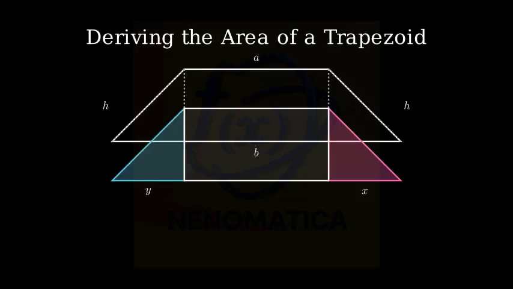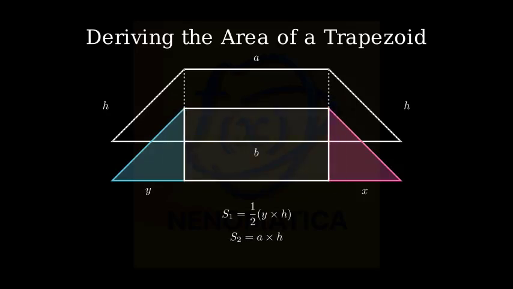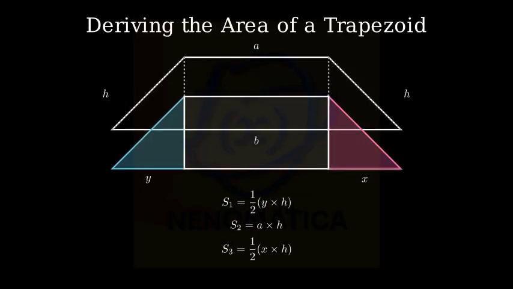Let's calculate the area of each part, and then sum them up. For the blue triangle on the left, the area S1 is 1/2 times base times height, which is 1/2 times y times h. For the white rectangle in the middle, the area S2 is simply the width times height, which is a times h. For the pink triangle on the right, the area S3 is 1/2 times base times height, which is 1/2 times x times h.